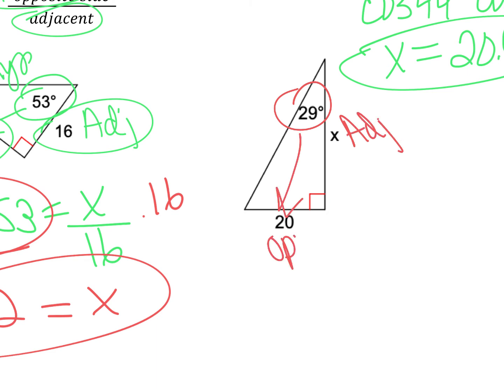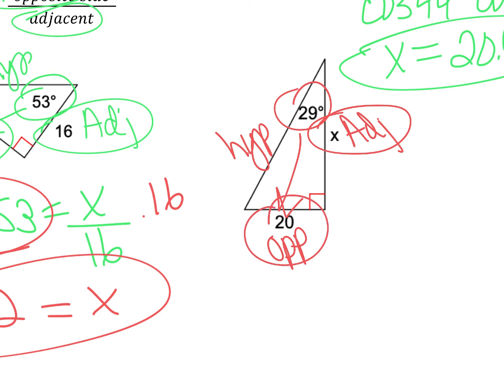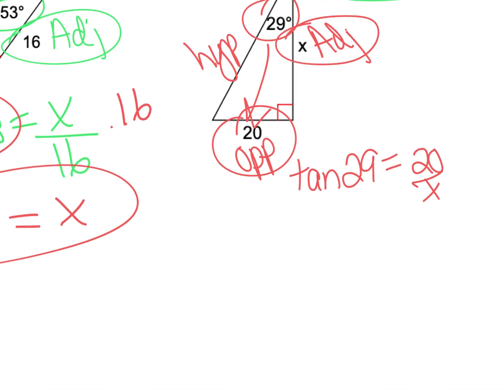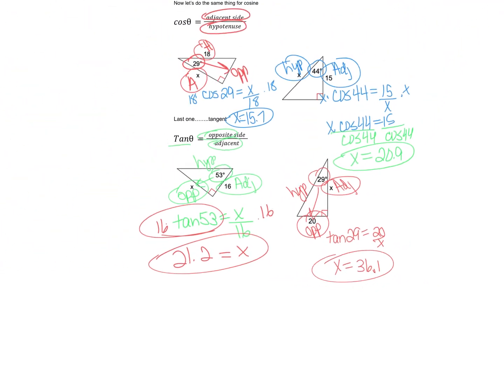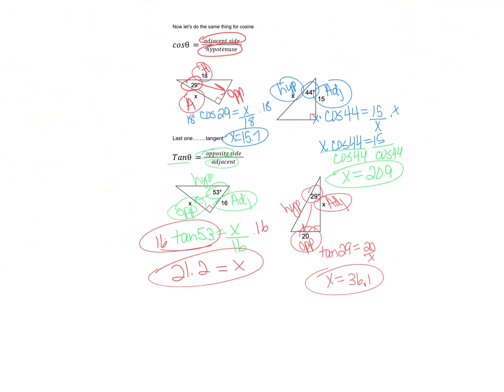This one is opposite. Again, this is the hypotenuse over here, but we don't need that. And so if we have information about adjacent and opposite, that means I am going to use tangent of my angle is opposite over adjacent, which is 20 over x. And just like you have in the other ones, you need to multiply by x and then divide, and you should get that x equals 36.08, or approximately 36.1. So this is how you use trig to find side lengths.